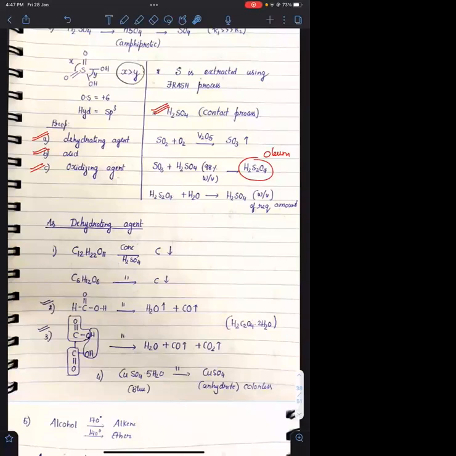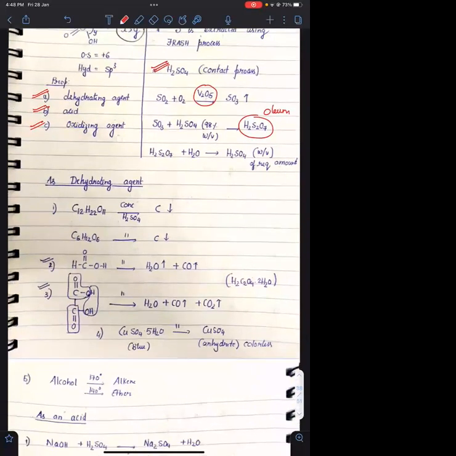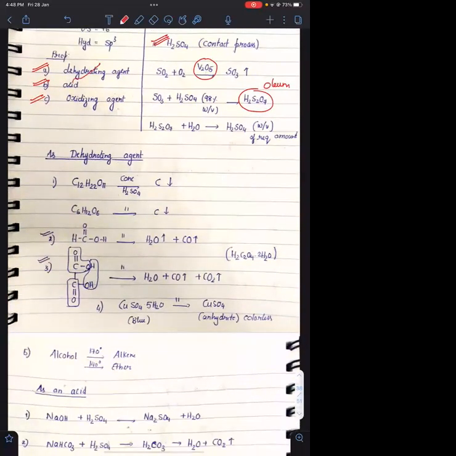Okay, now remember this much. The preparation method used for H2SO4 is the contact process, and the catalyst used for the conversion of SO2 into SO3 is V2O5. This catalyst is important. Okay, let us see the reactions of H2SO4 as a dehydrating agent, as an acid, as well as an oxidizing agent. What does dehydrating agent mean? You have to remove H2O.